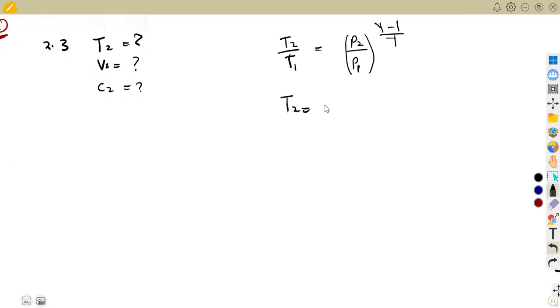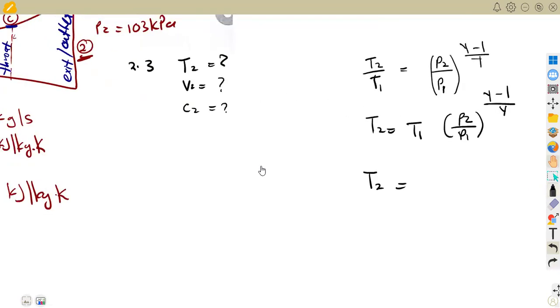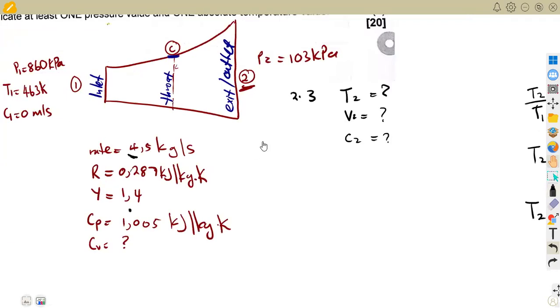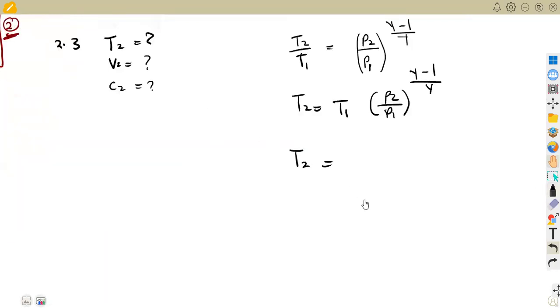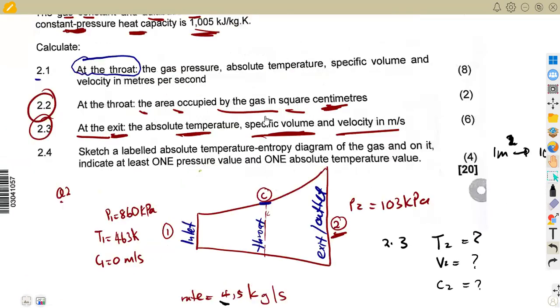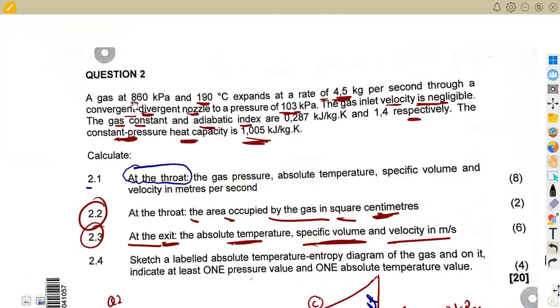T2 is going to be T1 into P2 over P1 to the exponent of gamma minus 1 over gamma, which is the pressure ratio. So T2 is just going to be equal to T1. T1, we are given, the inlet is 463. Like I said, this time we are using the normal gas laws, because at the inlet it is this pressure and this temperature, and it expands up to the exit where it is now at a pressure of 103. So it's now at a normal condition.